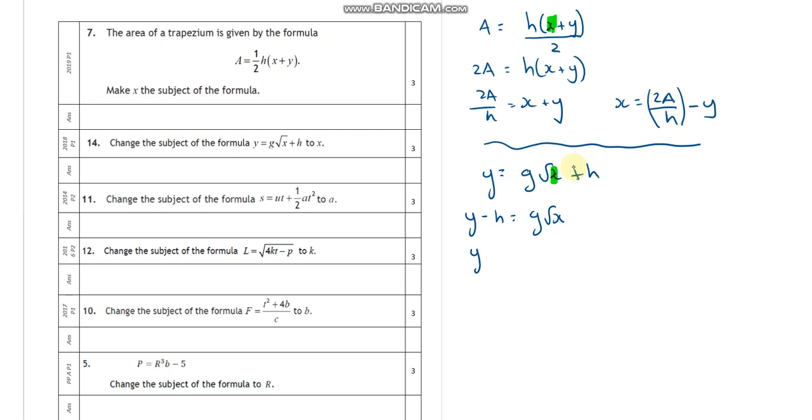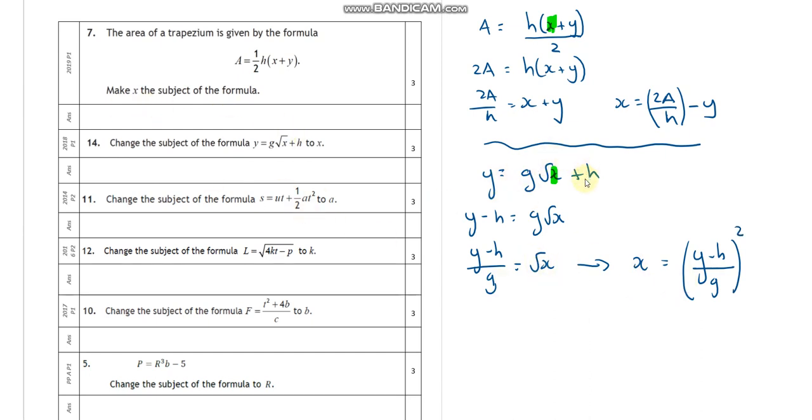And get rid of the G. So y take away h divided by g is equal to root x. To get rid of that root, I'm then going to have to square both sides. So let's say that x is equal to (y take away h over g), and this is all squared. Square both sides.